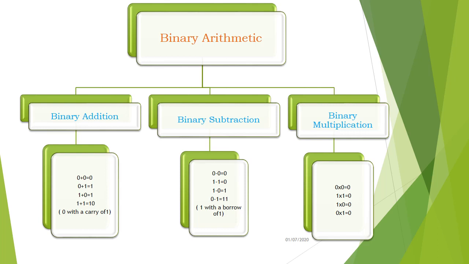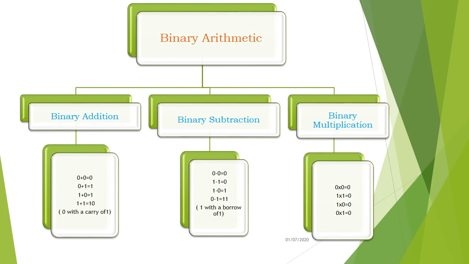In the binary subtraction process, when we subtract 0 from 0 or 1 from 1, the result will be 0. But when we subtract 0 from 1, the result is 1, and when 1 is subtracted from 0, the resultant will be 1 with the borrow value of 1.